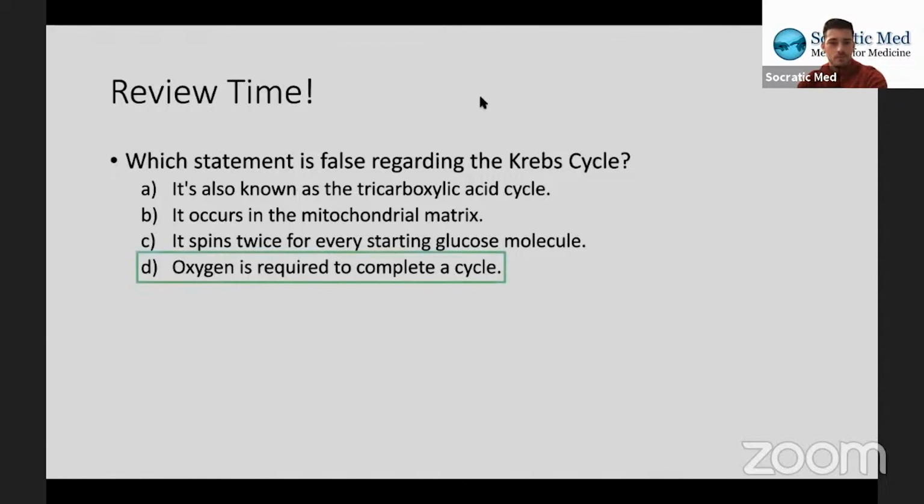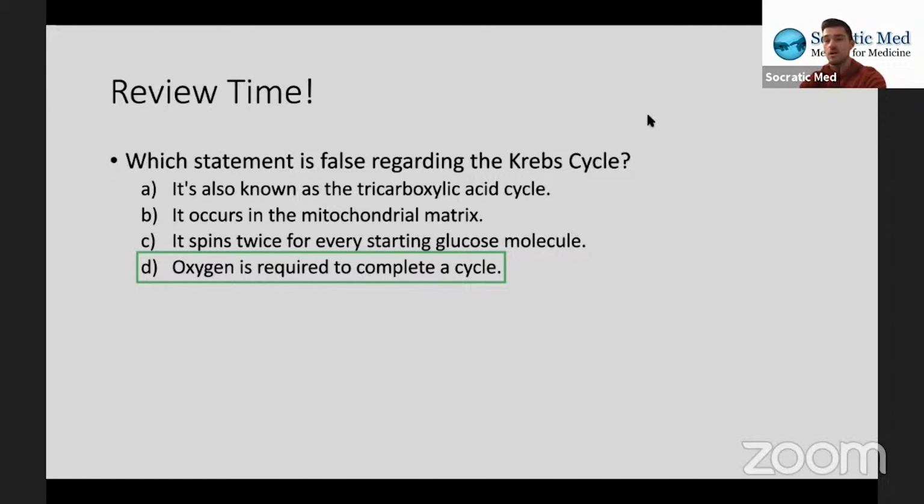Cool. So 100% of you said D, and that is absolutely false. So which statement is false? It's also known as the tricarboxylic acid cycle. That is true. It occurs in the mitochondrial matrix. That is true. It spins twice for every starting glucose molecule. That is true. And oxygen is required. That is not true. Oxygen is required in the ETC. It's the final electron acceptor, but the Krebs cycle does not require oxygen.